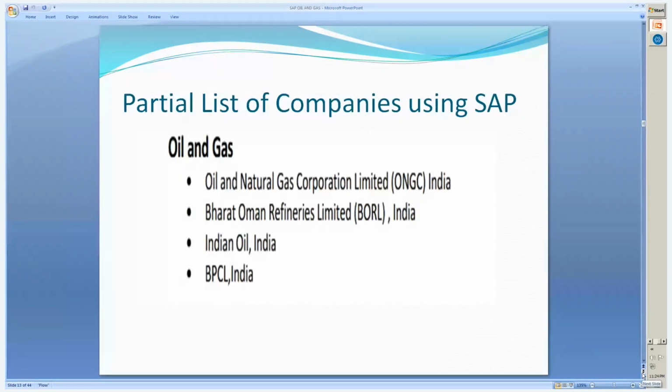Now, we also have a partial list of companies using SAP. SAP has developed a robust, completely integrated solution for oil and gas. But here I have taken some of the partial list of companies using SAP for oil and gas: ONGC, Bharat Oman Refinery Limited, India Oil Limited, and BPCL.